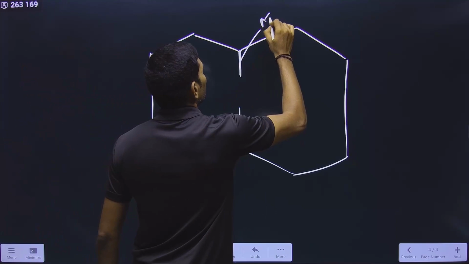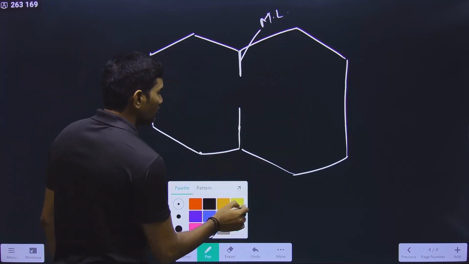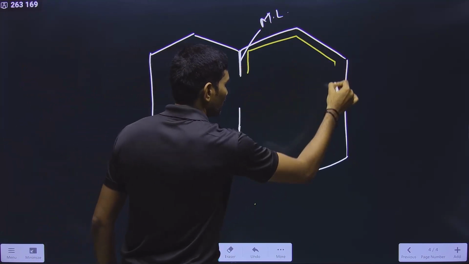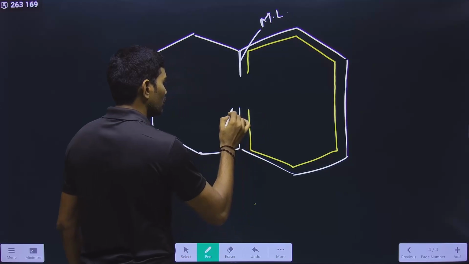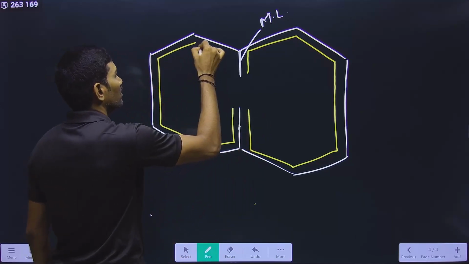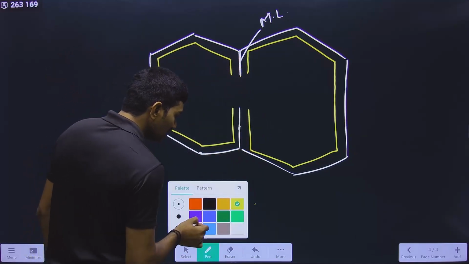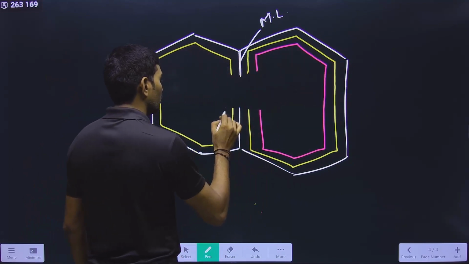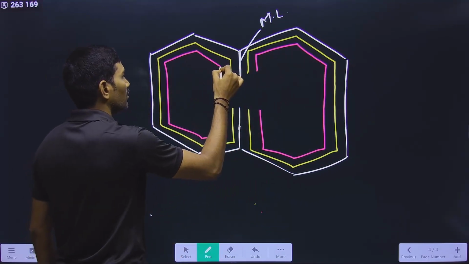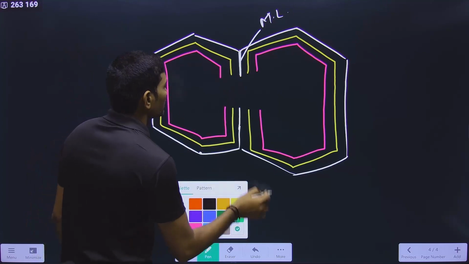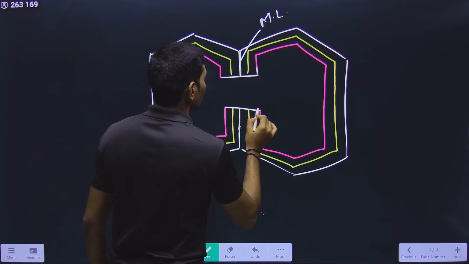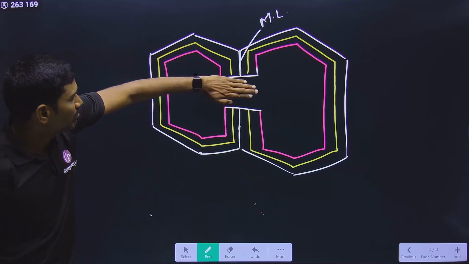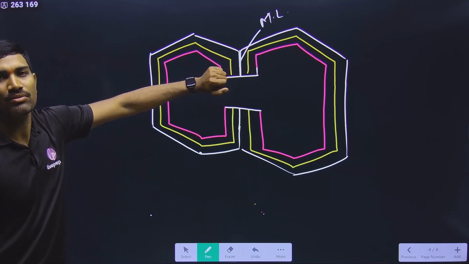Suppose this is the middle lamella, okay, and inner to this is the primary wall, and inner to this is the secondary wall. Secondary wall up to this, okay. So this is how it is present. So in this way, there is a complete gap here. It is like a pore, okay.